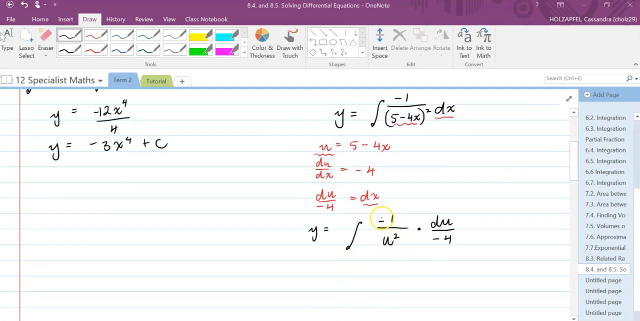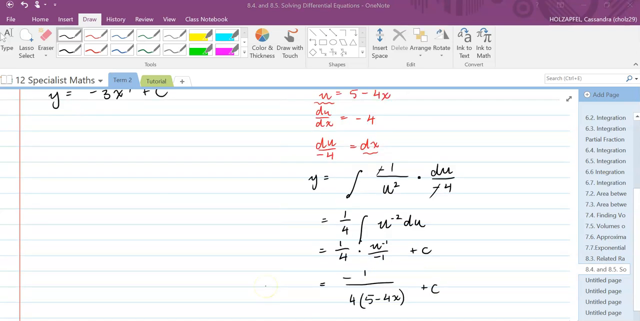Alright, so I'm going to have two negative values here, so they will cancel out. And then what I can do is pop this factor out the front, so we have 1/4 of the integral of u to the power of negative 2 du. So this is a pretty straightforward integration step now. So our solution for y is negative 1 over 4 multiplied by 5 take away 4x, plus c. So that's how we solve some simple differential equations, and that's in particular with respect to x.